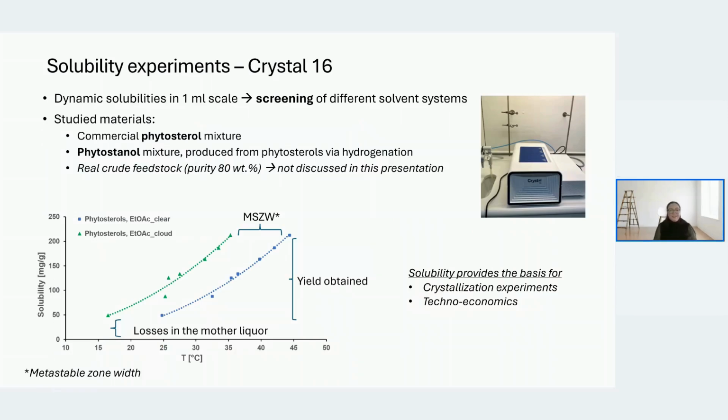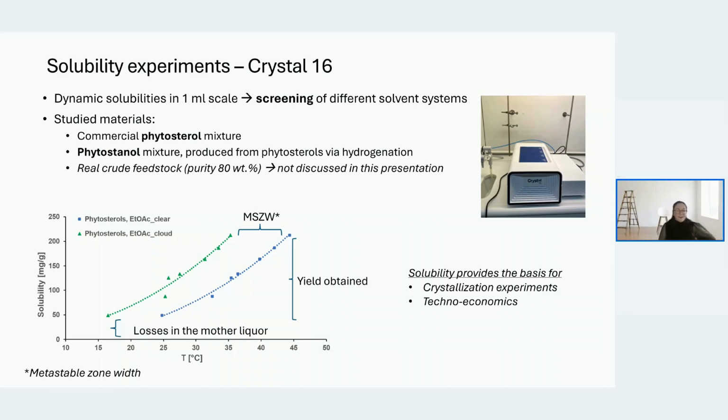So in the beginning, we started to do solubility experiments, and we used the Crystal 16 device for that. This is an excellent tool when you have a lot of different solvent systems you want to study, and also if there are a lot of different raw materials to be checked for solubility behavior. In general, there is really little information regarding phytosterol solubilities in the literature.